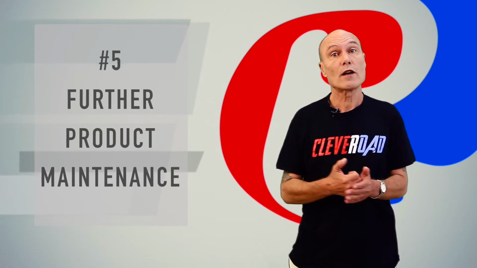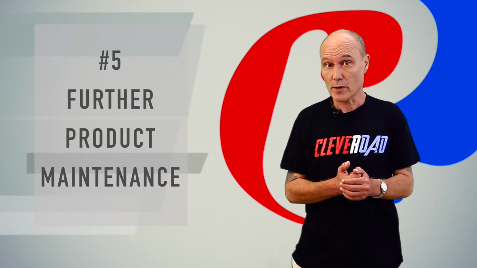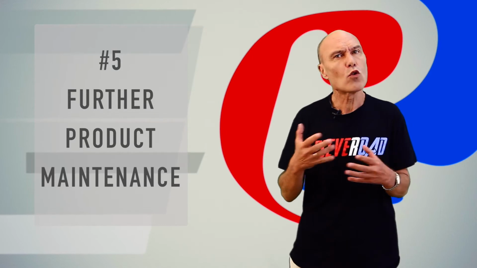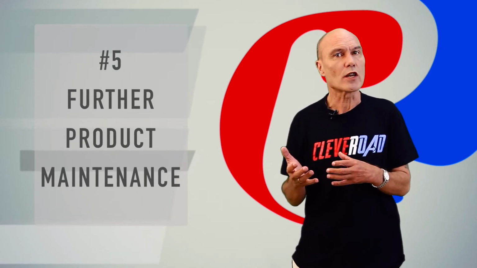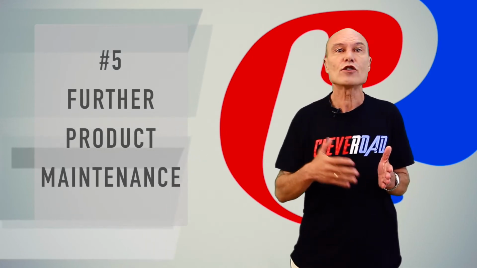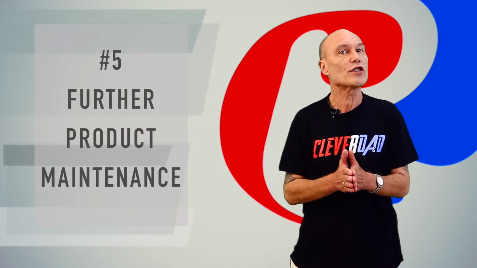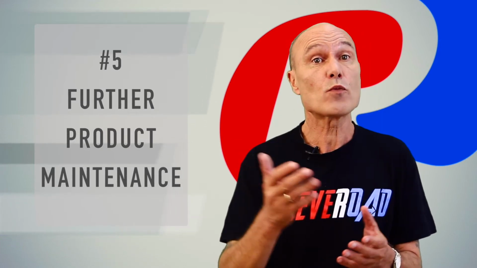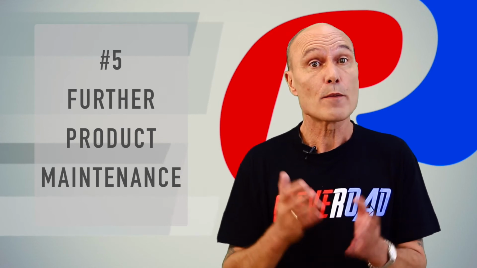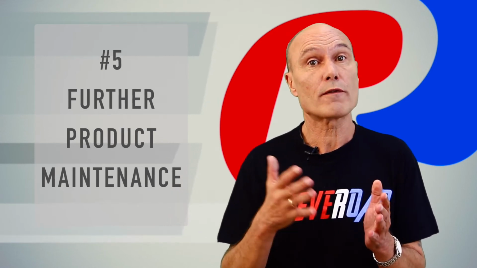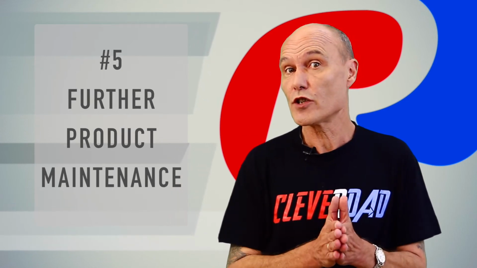Number 5, future product maintenance. Remember, your product lifecycle isn't over after deployment. The market is like a living organism. It is constantly changing. New technologies appear, and you will have to respond to these changes and adapt your software. This is where maintenance comes into play. The product specification makes your product flexible and responsive to changes.